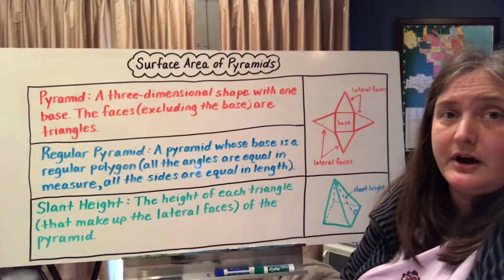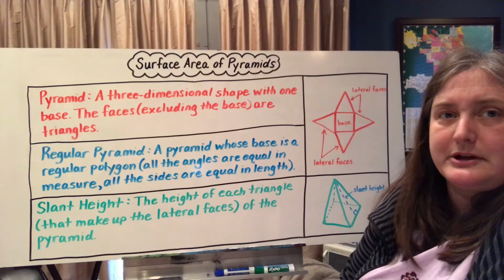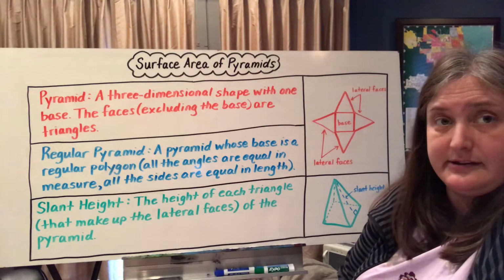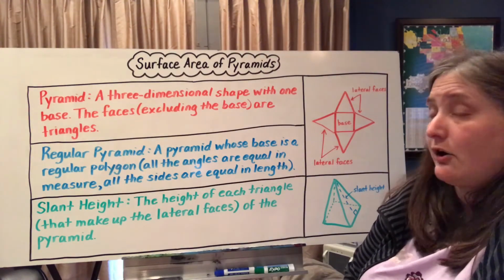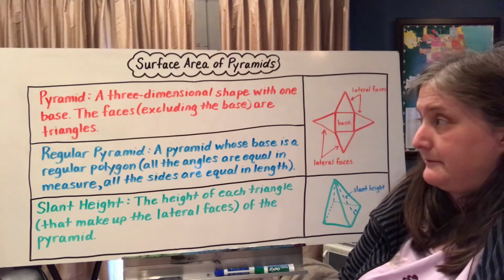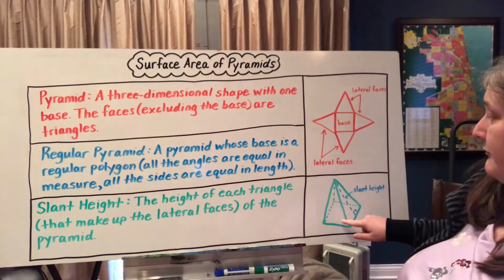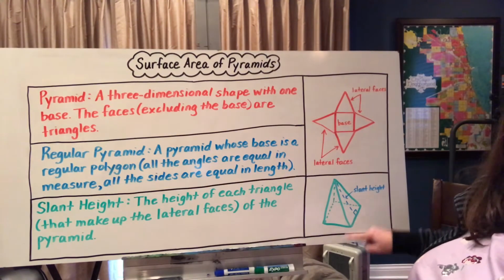This is surface area of pyramids. A pyramid is a three-dimensional shape with only one base. The rest of the faces, excluding the base, are always triangles in a pyramid. So you have your base surrounded by a bunch of triangles that will fold up to create your pyramid.